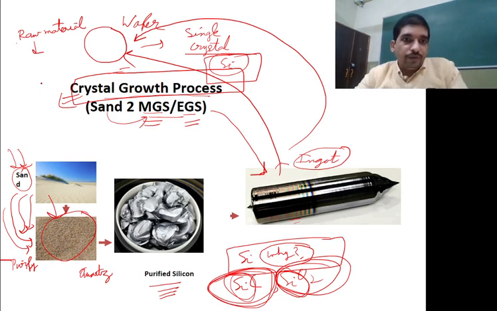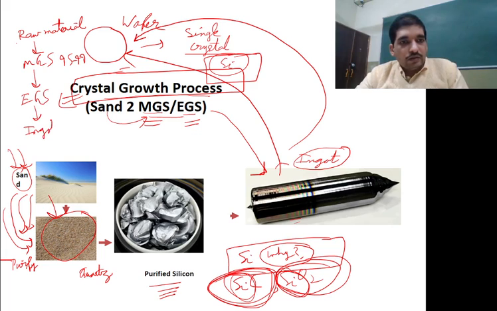From that, at the first stage, we will obtain metallurgical grade silicon, which is near about 95 to 99% pure. Okay, from this MGS, we will obtain electronic grade silicon. This is the second stage. From that EGS, we will obtain the crystal ingot, and from that ingot we will obtain the wafer, and that wafer will then be processed to form the integrated circuit.